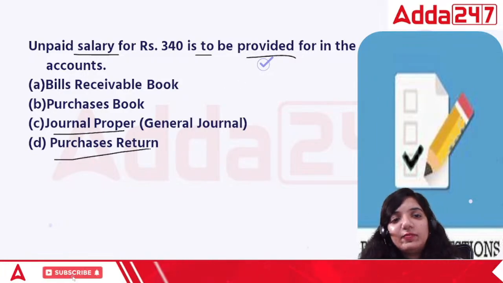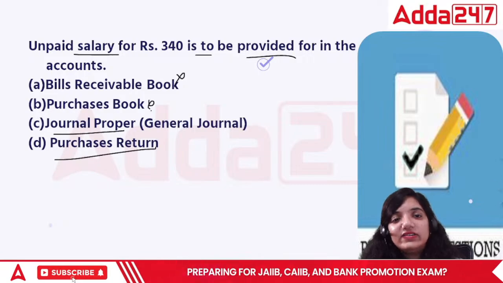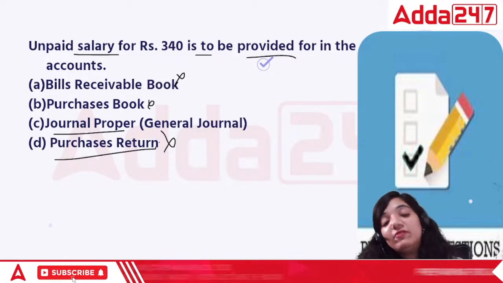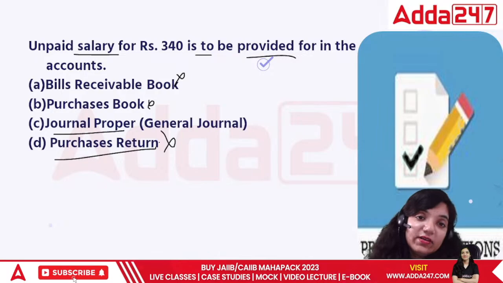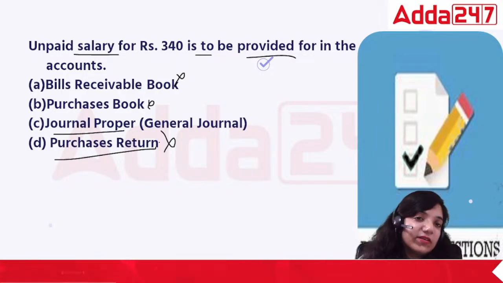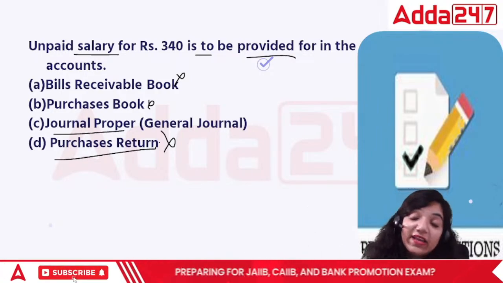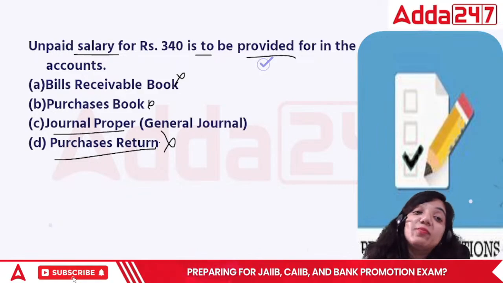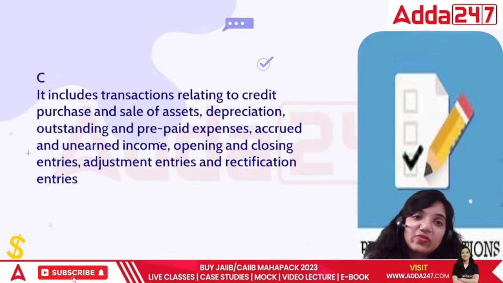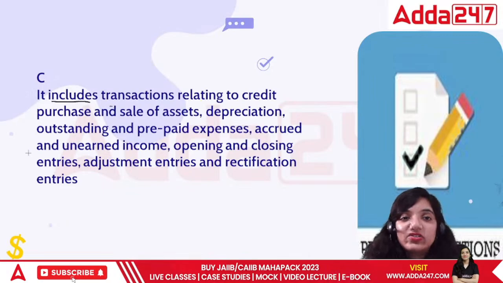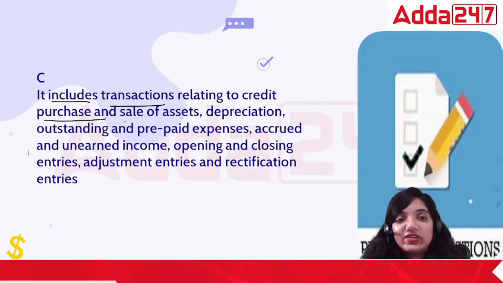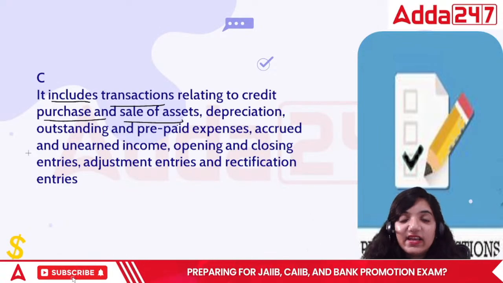journal proper and purchase return. Technically, all these three are different. The one which says general journal is where everything else is noted. There is no purchase, there is no sale, there is no money that I'm going to receive. Rather, I have to pay to these people. So technically, it is going to be C. It includes transactions relating to credit purchases and sales of assets. Okay? So it would be C.